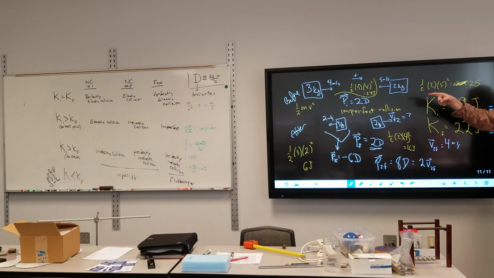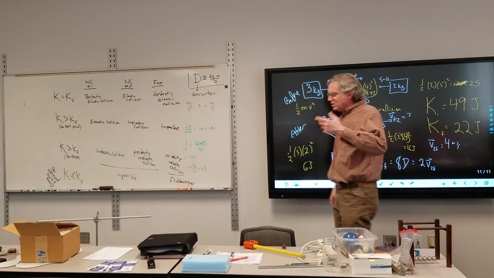All right, so there's the vocab over there. And perfectly, so that's why I call this an imperfect collision. We lost kinetic energy. All right. Now for the potential contradiction.